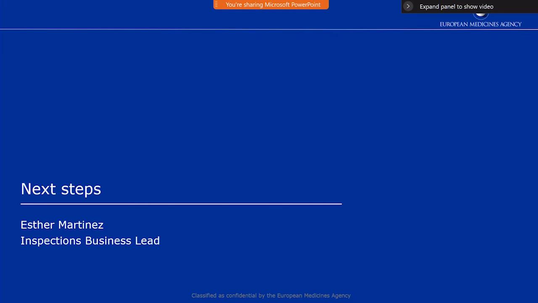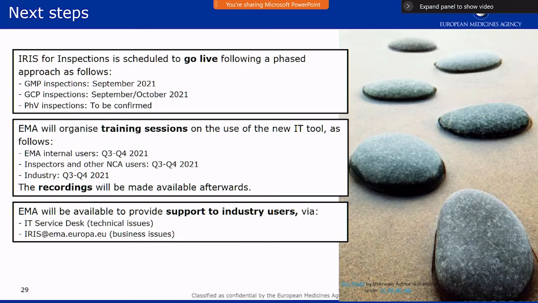And we are now moving towards the end of the presentation. Before we do the video and we show you the actual IRIS industry portal live, I just want to talk to you about the next steps. We are following, as I mentioned earlier, a phased approach for the go live. So GMP inspections are going to go live in September, as I said, originally planned for next Monday, the 13th, but now we have received a confirmation that this will happen a few days later. For GCP, it will happen between the end of September and beginning of October. And for pharmacovigilance inspections, we will let you know once this is confirmed.